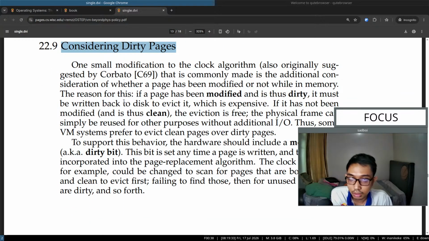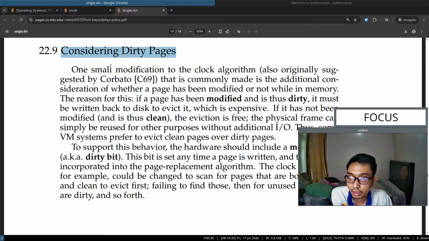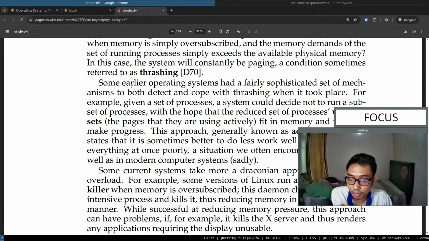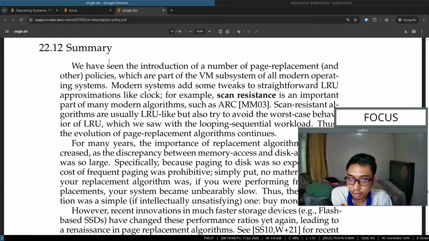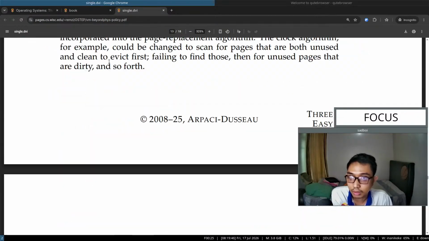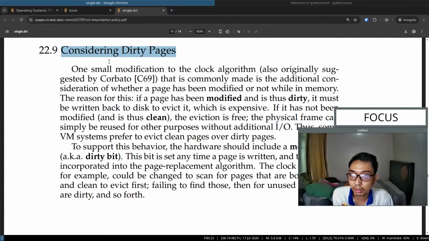I guess let's continue this in the next session. Oh, there's also tracing here and then the summary. Okay, yeah, let's continue this in the next session.